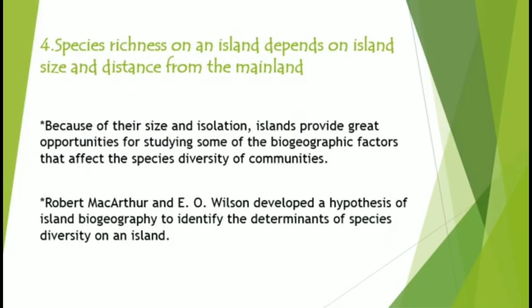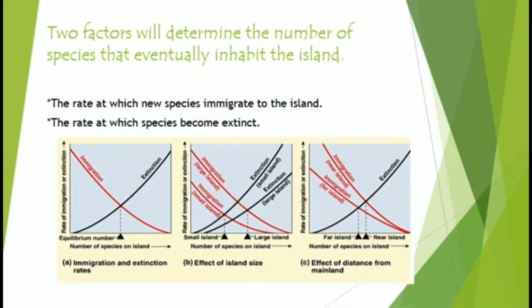Number four, species richness on an island depends on the island size and distance from the mainland. Because of their size and isolation, islands provide great opportunities for studying some of the biogeographic factors that affect the species diversity of communities. Robert MacArthur and E. O. Wilson developed a hypothesis of island biogeography to identify determinants of species diversity on an island. Two factors will determine the number of species that eventually inhabit the island: the rate at which new species immigrate to the island and the rate at which species become extinct.